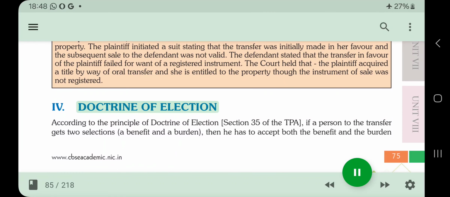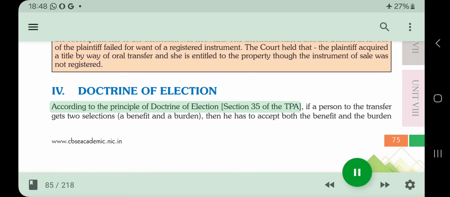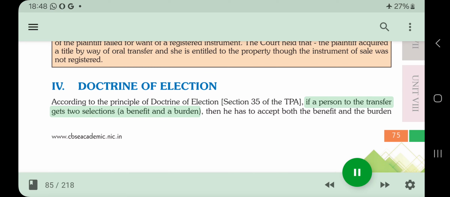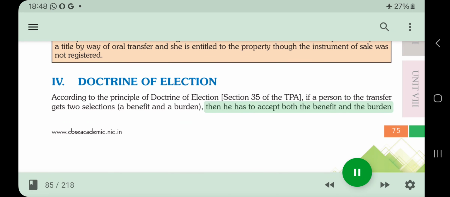IV. Doctrine of election. According to the principle of doctrine of election, Section 35 of the TPA, if a person to the transfer gets 2 selections, a benefit and a burden, then he has to accept both the benefit and the burden.